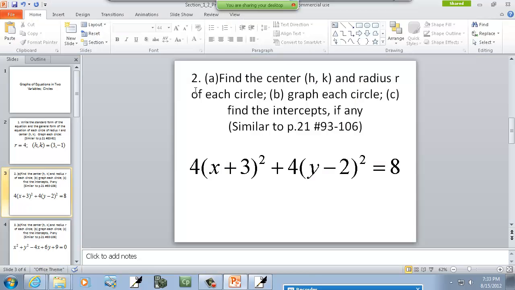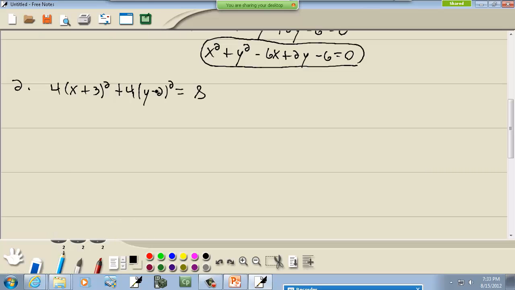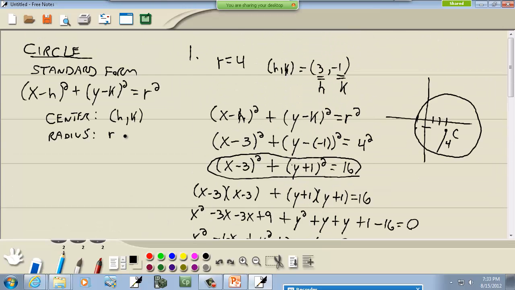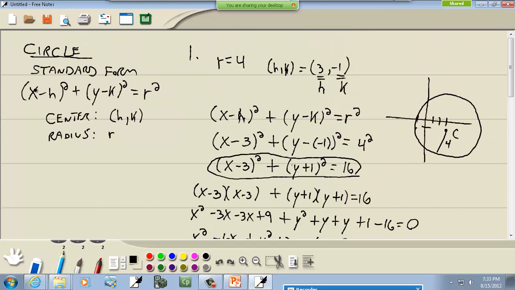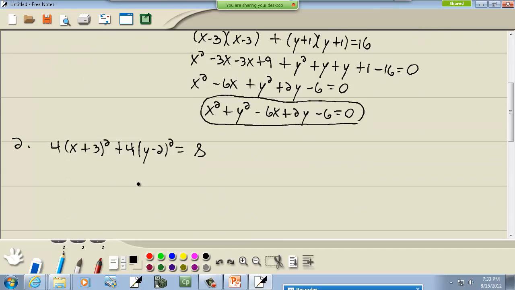Now it says find the center (h, k) and radius r of each circle, then graph it, and then find the intercepts. Well, the easiest way to find the center and radius is to get it in standard form. If you have it in standard form, then you can quickly identify the center and the radius. Well, this is almost in standard form. Standard form says you have x plus or minus a number, y plus or minus a number, and then both of them squared equals a number.